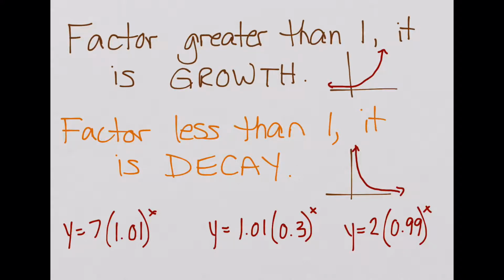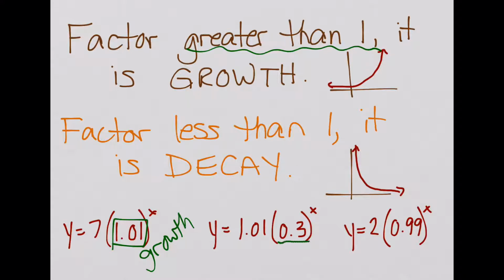All right, I got 3 examples down here at the bottom of the page, and I'm just asking you to decide, is this decay or is it growth? And the thing you look at is what's in the parentheses, the pattern, the thing you're multiplying by, the factor. If it is greater than 1, it is growth. And so this very first one is greater than 1. 1.01 is slightly larger than 1. So this represents growth.